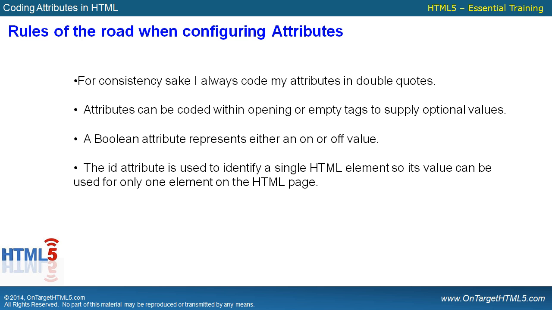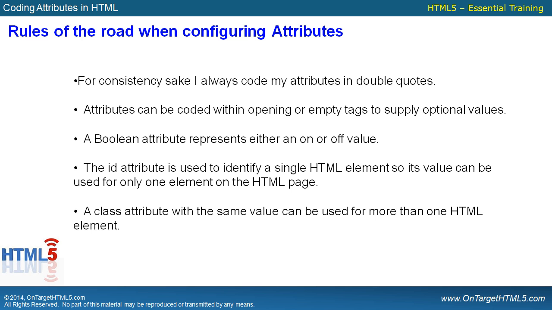And the ID attribute is used to identify a single HTML element, so its value can be used for only one element on the HTML page. Remember that. And that's one of the biggest things to remember as we move further along in these tutorials, because as we get closer and closer to developing the website, we're going to be doing a lot of stuff with CSS. Remember, an ID can only be used once per page. Classes can be used multiple times per page. And a class attribute with the same value can be used for more than one HTML element on that HTML page.